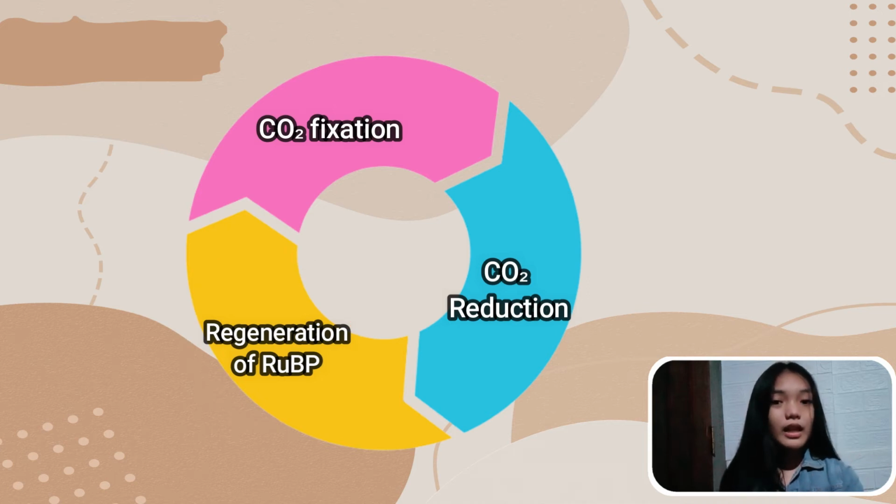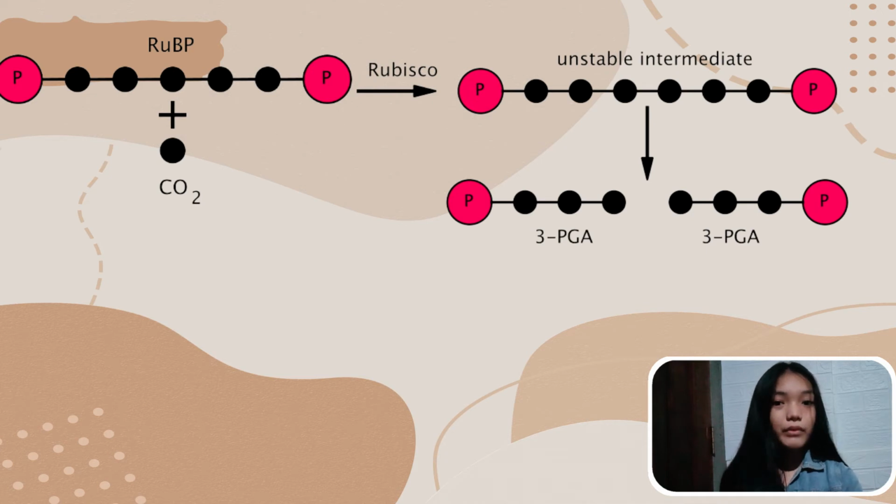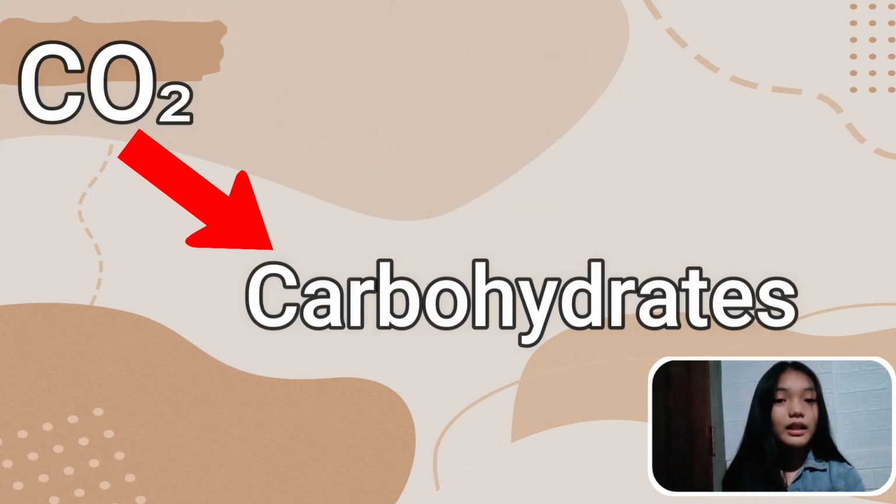The first phase, carbon dioxide fixation, basically captures the CO2 from the atmosphere, so it can be used in the reactions. To do this, CO2 is attached to RuBP, a 5-carbon molecule. The enzyme used in this reaction is called rubisco, and the result of the reaction is an unstable 6-carbon molecule that quickly splits into two 3-carbon molecules called 3-phosphoglycerate or 3-PG. Next, the process of converting the CO2 to carbohydrates begins.